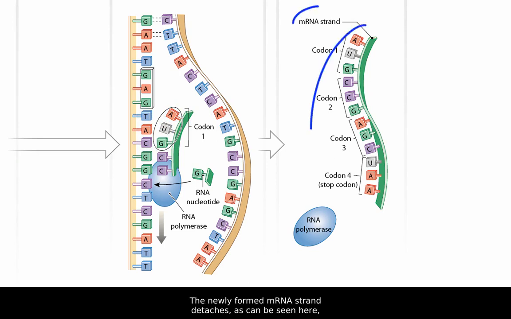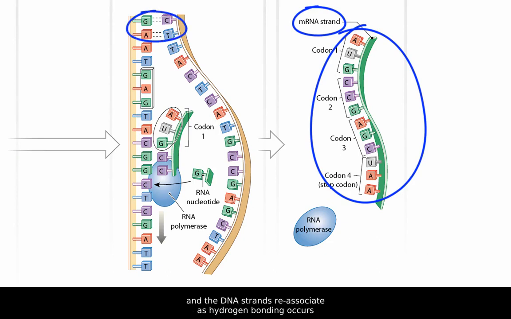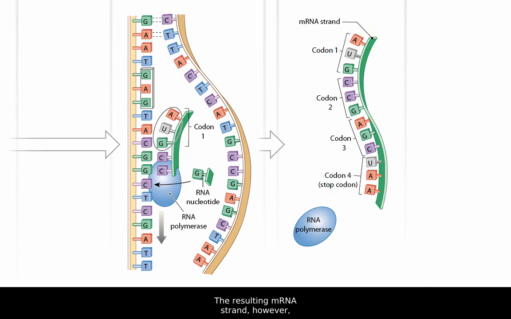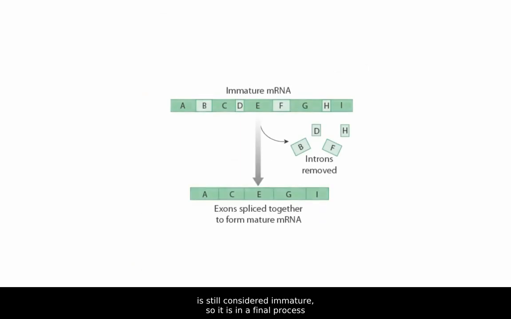The newly formed mRNA strand detaches, as can be seen here, and the DNA strands reassociate as hydrogen bonding occurs between the complementary base pairs. The resulting mRNA strand, however, is still considered immature, so it is in a final process that the mRNA is edited before it leaves the nucleus to direct protein synthesis.